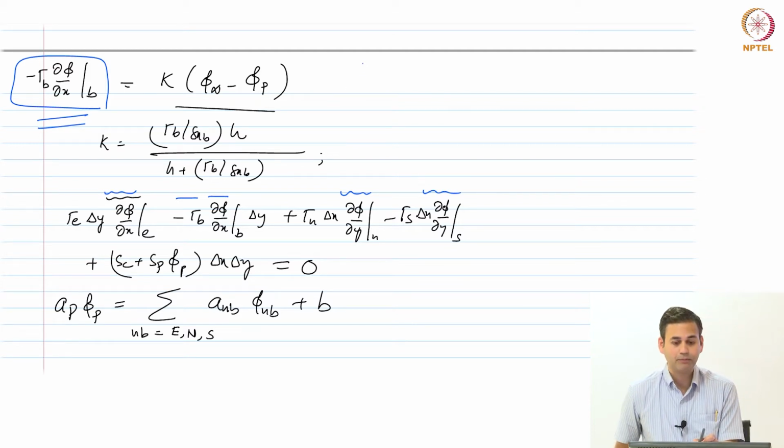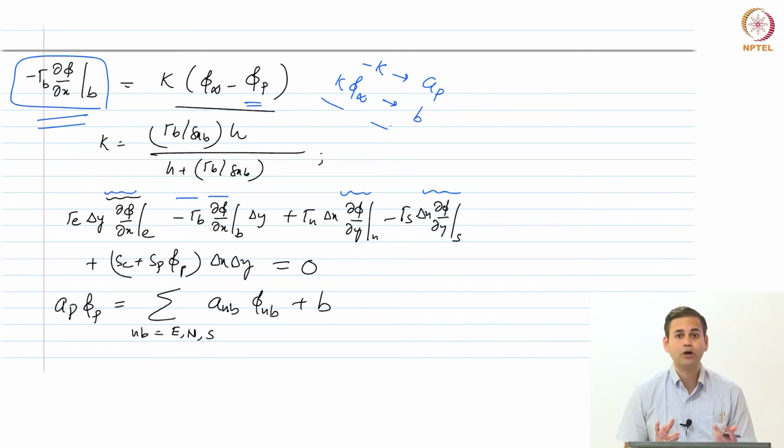So, we have a minus k times phi p, this term. Where will minus k go? This will go into AP. Where will k phi infinity go? It will go into the b term, because this is known. So, there are two contributions, one going to the right hand side, one going as a coefficient to AP.